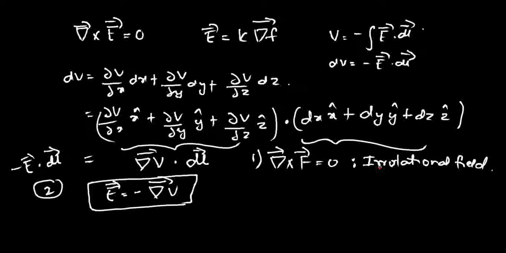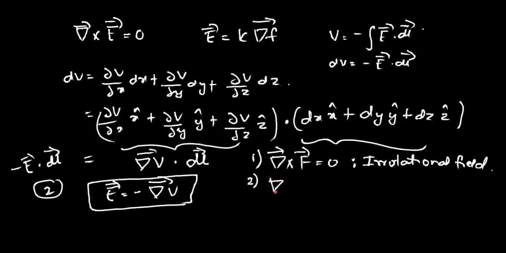Why is it called irrotational field? Because the curl of the vector field is equal to 0. Del cross F equal to 0 means what? It is a curl that is equal to 0. And curl is related to the rotational nature or the circulatory nature of the field. So it is called irrotational field.